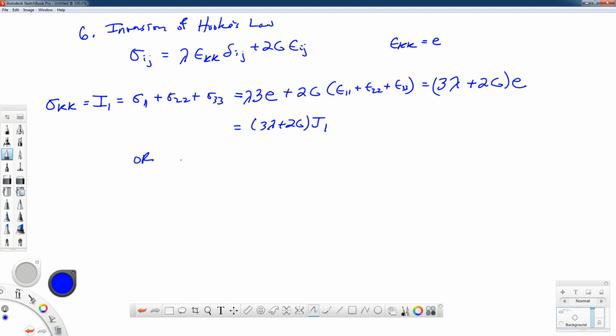Now, let's solve for little e. Little e is going to be the trace of the stress tensor divided by 3 lambda plus 2g. Now let's solve for epsilon ij. Epsilon ij is going to be equal to sigma ij over 2g minus lambda Kronecker delta ij times little e.